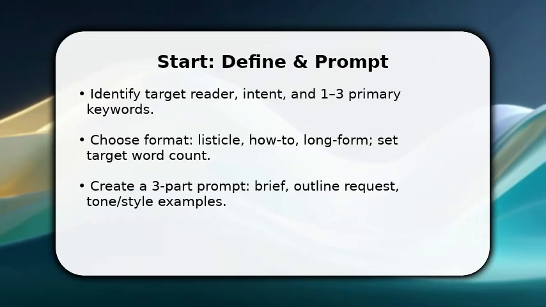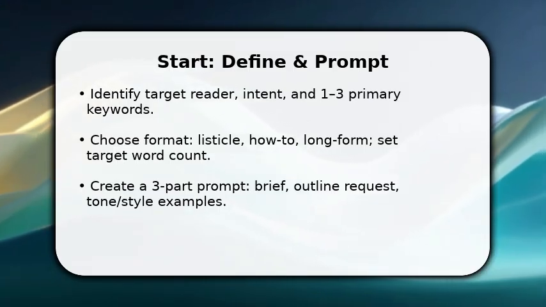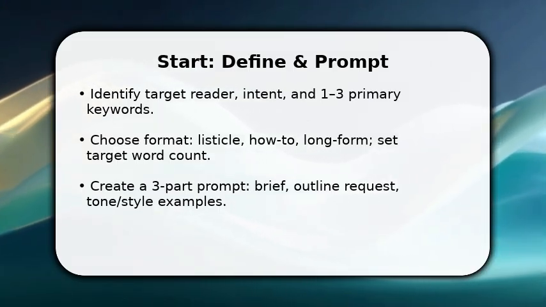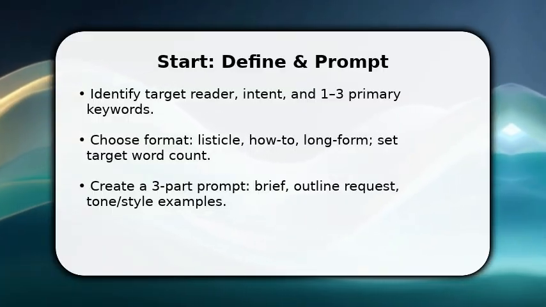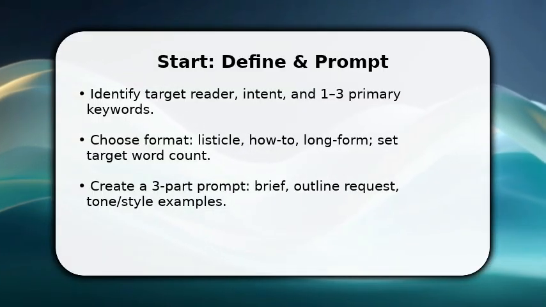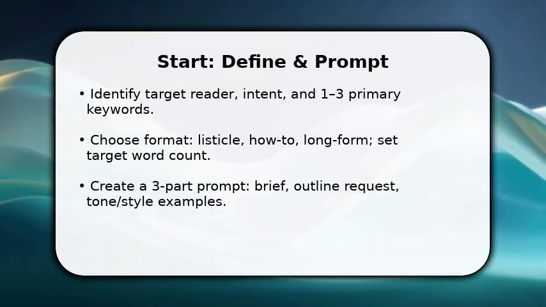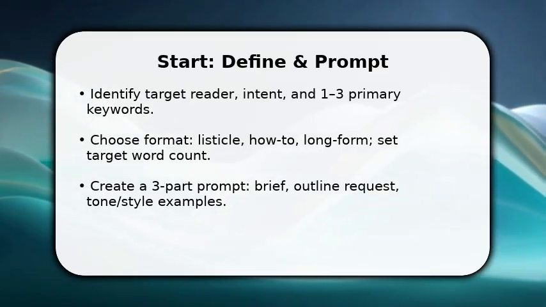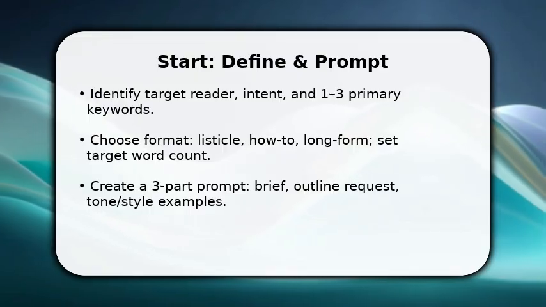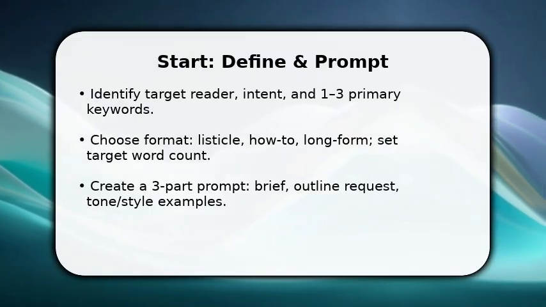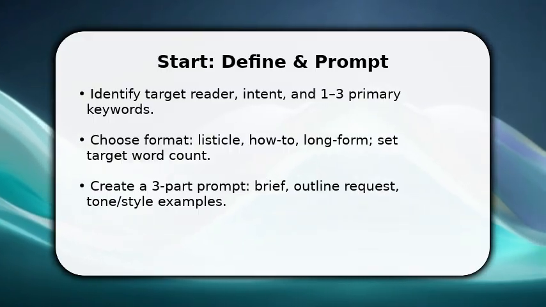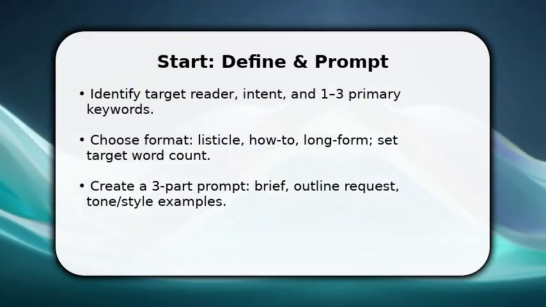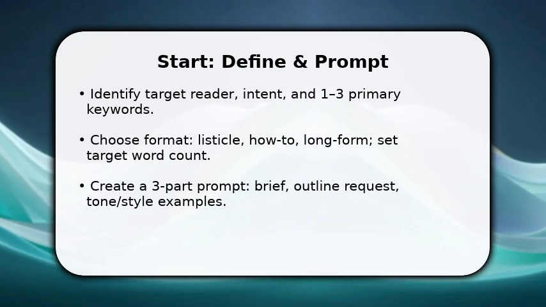You begin by locking the essentials: who reads this and what they need. Once done, pick a format and word count so your AI has constraints. This prevents vague output. Next, craft a 3-part prompt: a 1-sentence brief, a requested outline with headings, and a tone/style example. Make sure to include primary keywords and any forbidden content. This upfront setup speeds generation and keeps the first draft focused on the right audience and purpose.